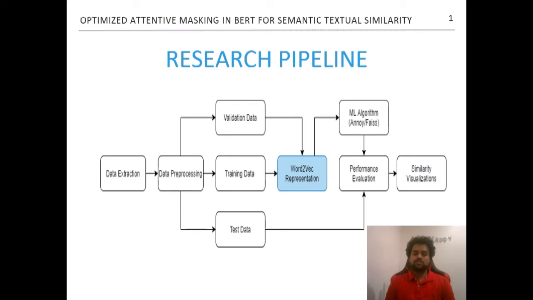The output from this enhanced BERT algorithm will be the encoded word vectors, which are going to be the input for the ML algorithm. The ML algorithms which are used here are ANNOY and FAST, and these algorithms are responsible for finding the semantic similarity between the words. According to the ML algorithms ANNOY and FAST, the words are semantically similar if the distance between the two word vectors is less. Now the next step is the performance evaluation.